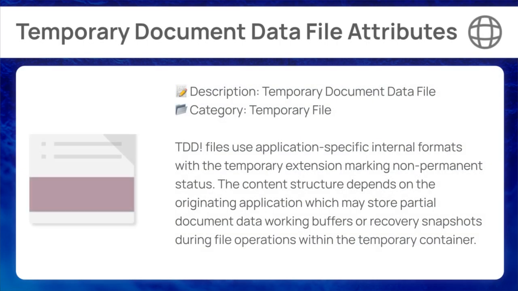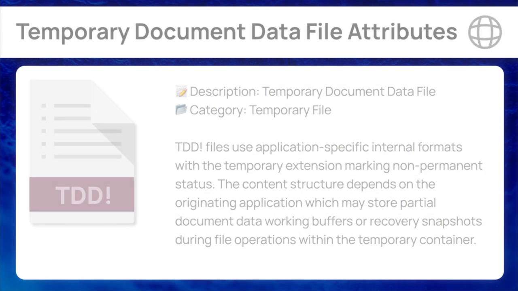TDD files use application-specific internal formats with the temporary extension marking non-permanent status. The content structure depends on the originating application, which may store partial document data, working buffers, or recovery snapshots during file operations within the temporary container.